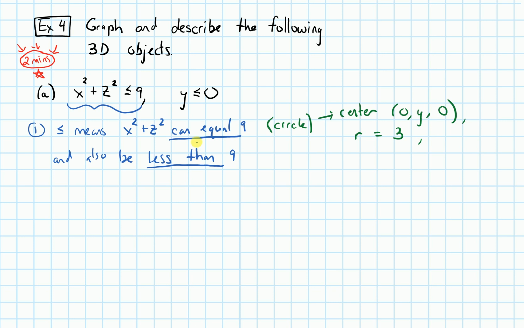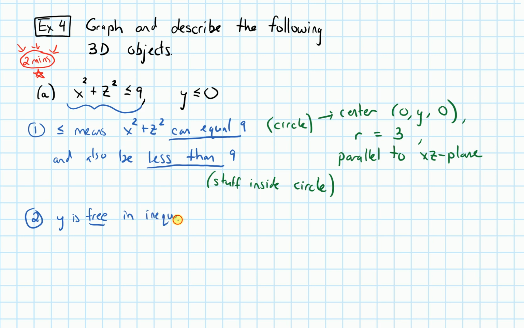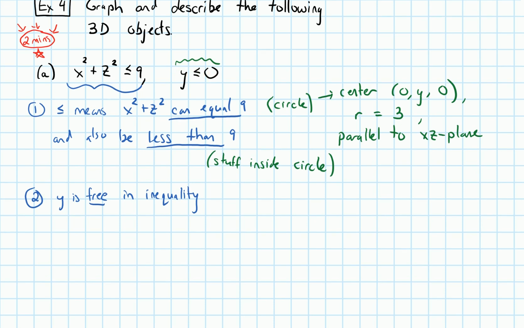And the other thing that I can say about this circle is, what direction is it sort of in? Well, because this inequality involves x and z, it's going to be parallel to the xz plane. All right. When x squared plus z squared is less than 9, we would be looking at the stuff inside that circle. So just from that inequality, we got a lot of information. And the second thing I want to observe about that first inequality is that y is free in the inequality. And that means y is going to get to be anything. Well, not quite anything. It's going to be dictated by this second inequality. The second inequality will tell us exactly which values of y are going to be allowed. But we want to keep in mind that we have this flexibility when it comes to y.